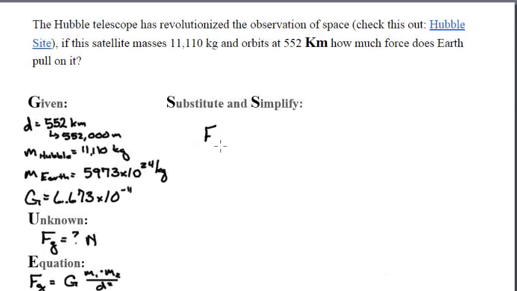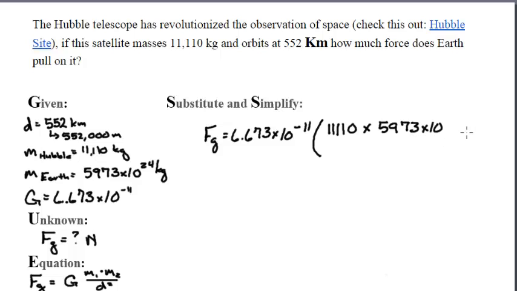Alright, so I don't know what the force due to gravity is, but I do know that G is 6.673 times 10 to the negative 11 times the mass of the Hubble telescope is 11,110 times the mass of Earth is 5,973 times 10 to the 24, which is a huge mass, divided by the distance in meters, which is 552,000, but I have to square that.